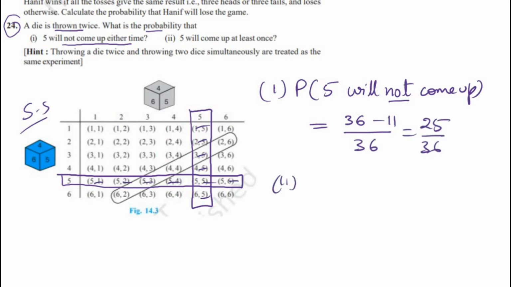The second one, 5 will come up at least once. So it is the 11 cases out of 36.